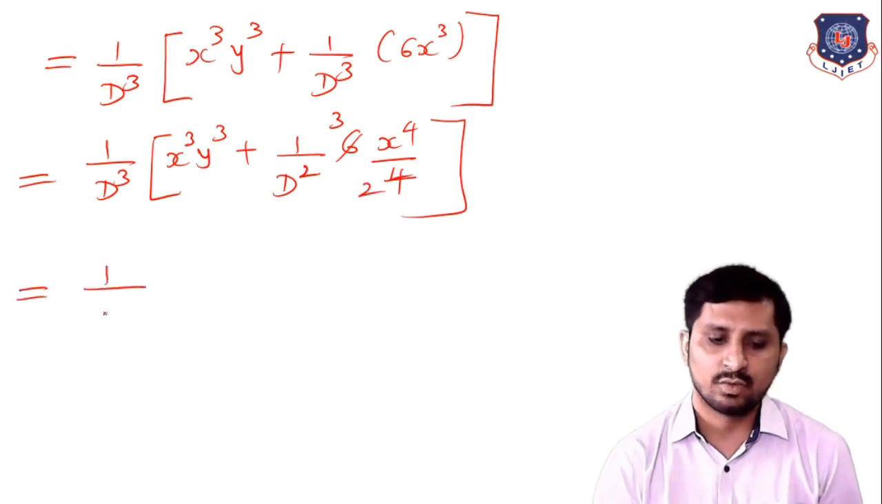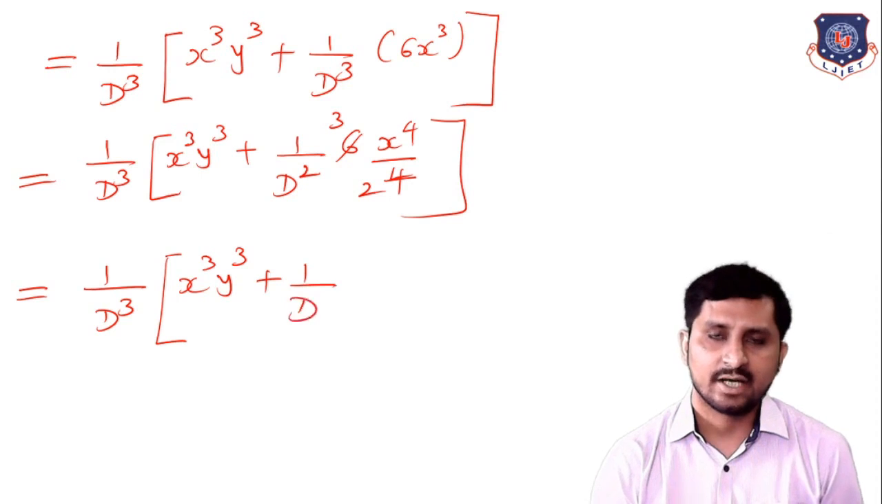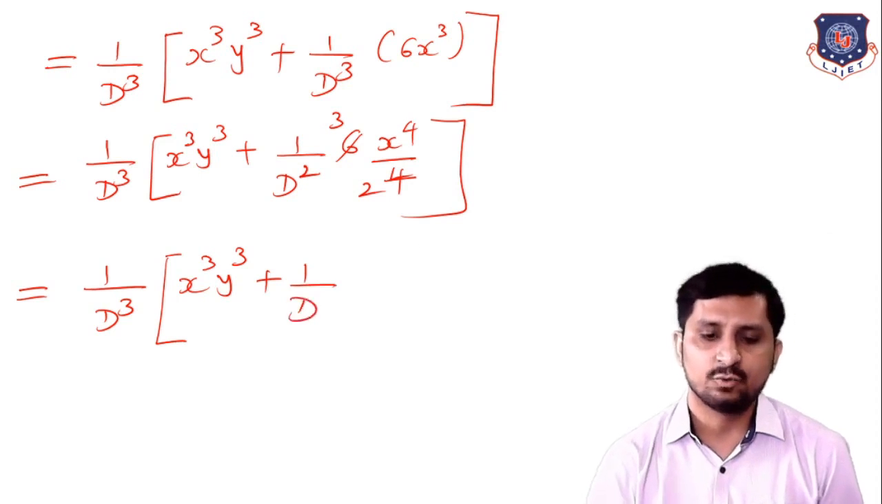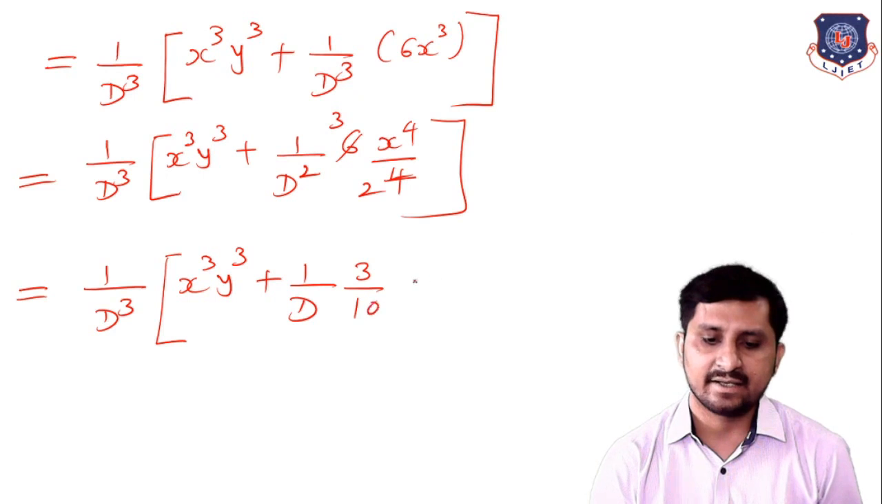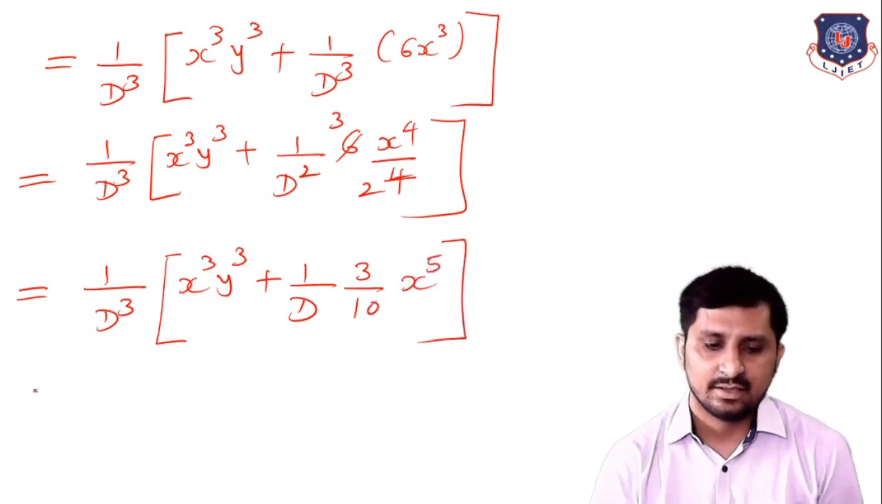Now this is equal to 1 upon D cube, x cube y cube as it is. Now 1 upon D, again integration with respect to x. So that is x raised to 5 by 5, and in the denominator we have already 2. So I can write 3 by 10 x raised to 5. Again integration with respect to x.